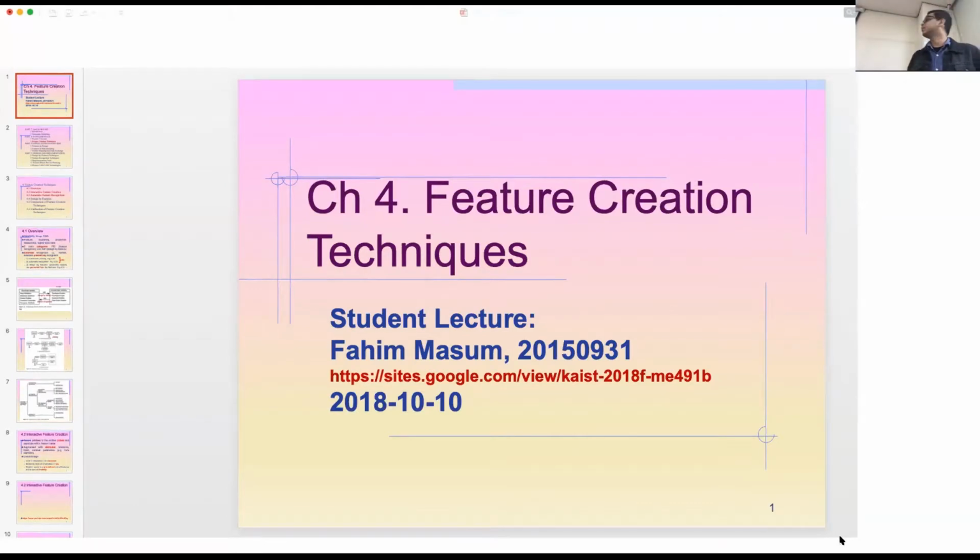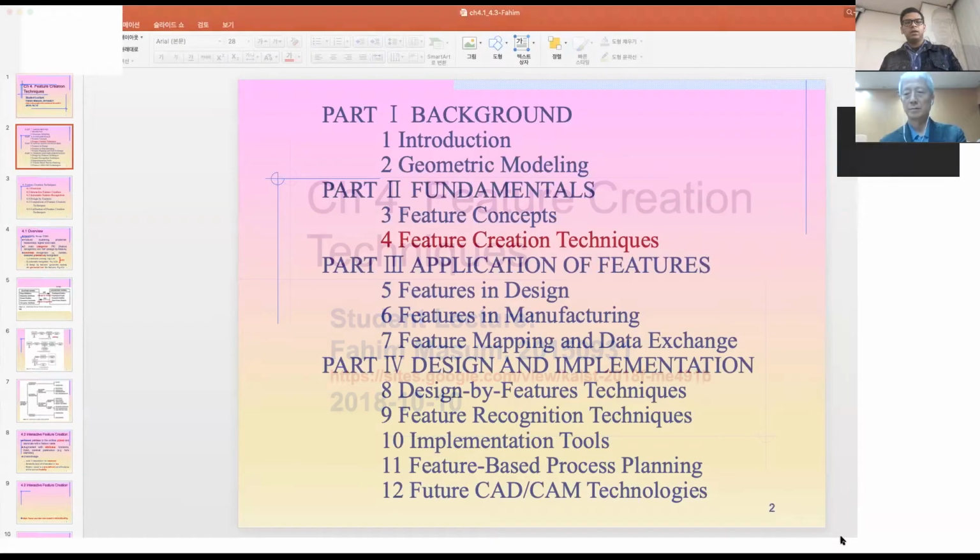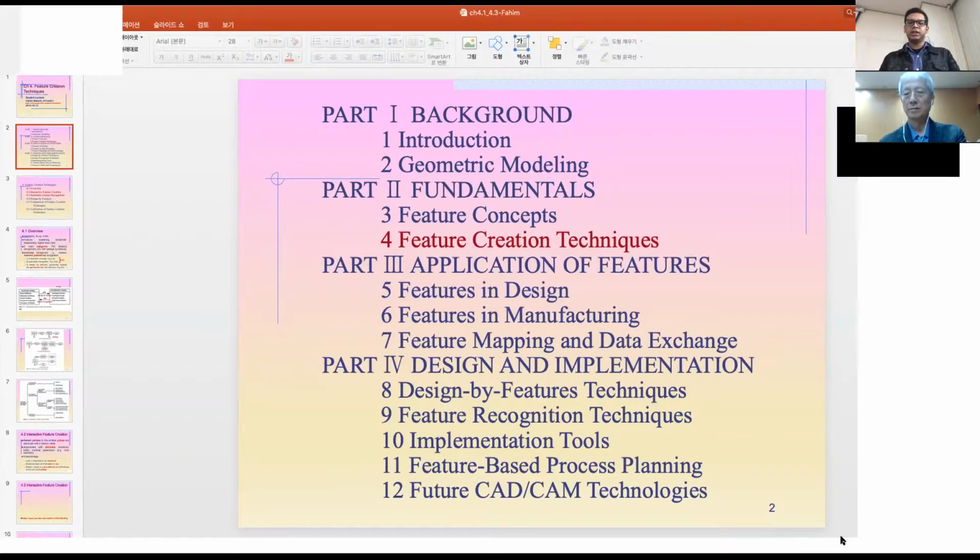Good afternoon, everyone. I am Fahim, and I'll be today's student lecturer. The topic I'm covering is feature creation technique. So far we have covered the introduction of feature-based modeling, and we talked in depth about geometric modeling. Last week we covered feature concepts, and today's topic is feature creation techniques. There are 6 sub-chapters, and I will be covering the first 3, which are overview, interactive feature creation, and automatic feature recognition.